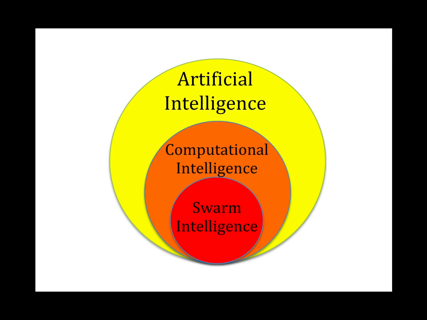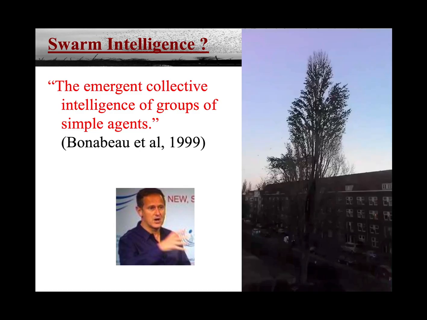In artificial intelligence, when the intelligence emerges through iterative computation, then it is computational intelligence. And when this iterative computation is based on the collaborative behavior of a group of individuals, then that computational intelligence is known as swarm intelligence. So swarm intelligence is basically the emerged collective intelligence among a group of simple agents.